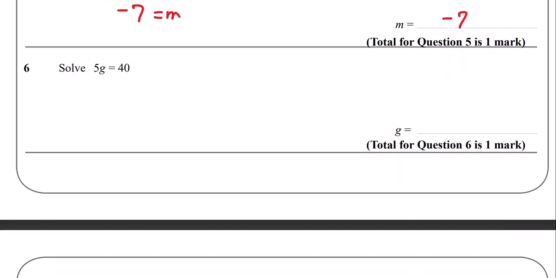And then of course 5g equals 40. What's going to be g? So g is going to be 40 divided by 5, and that's 8.